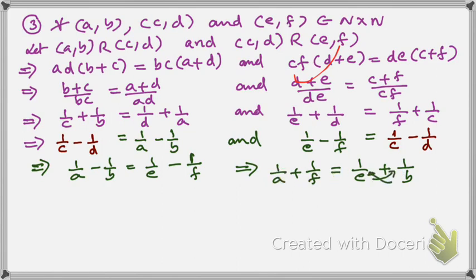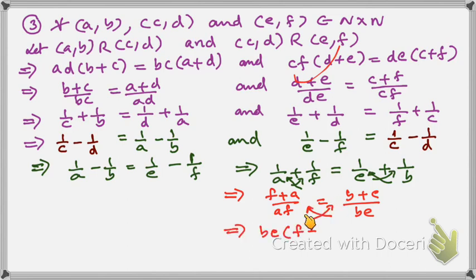Now I take LCM on both the sides. So AF is the LCM on the left hand side. I cross multiply both the ways. So F plus A by AF. Here the LCM is BE, and I cross multiply. So B plus E by BE. And then I cross multiply it again. So I get BE going to the left side and AF going to the right side.